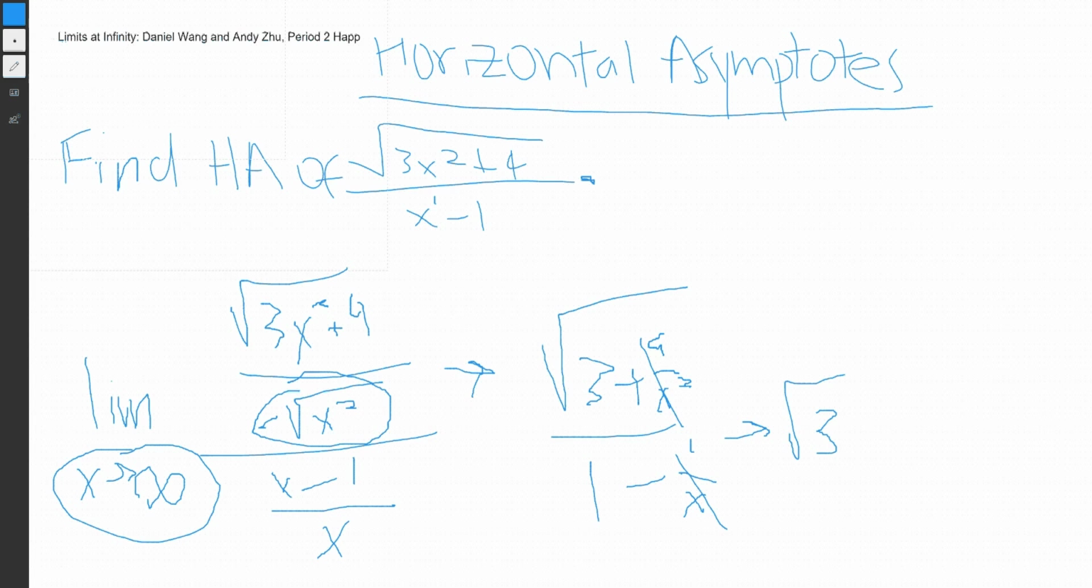So if we work out the problem this way with a negative number, we're just going to get negative square root 3, which means that our asymptotes are going to be at y equals square root 3 and y equals negative square root 3.